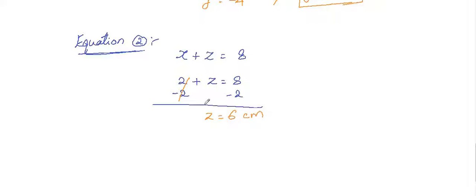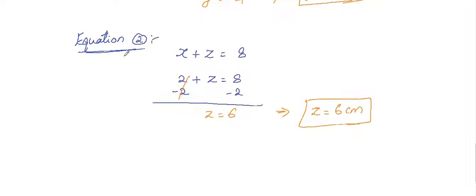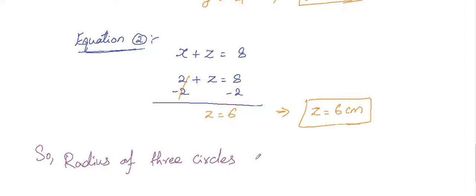So we got X is equal to 2, Y is equal to 4, and Z is equal to 6 centimeters. Finally, we can conclude that the radii of the given circles are 2 centimeters, 4 centimeters, and 6 centimeters respectively.